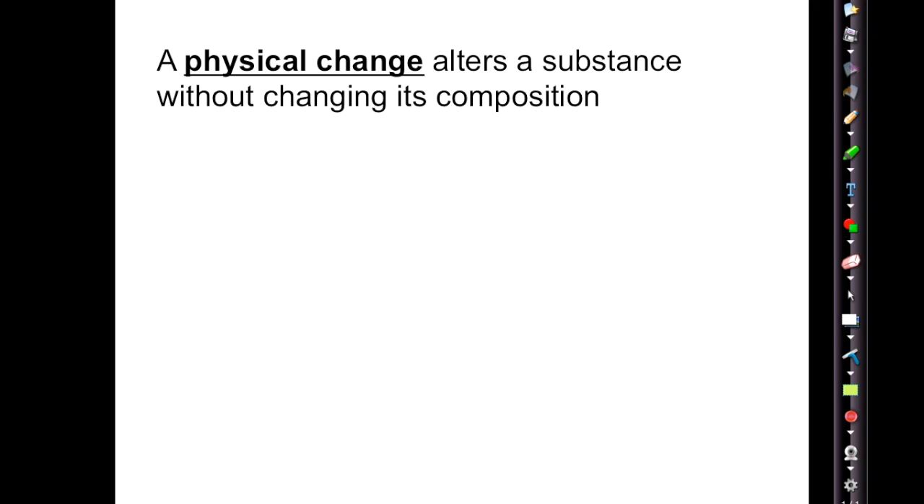In a physical change, we see the substance is altered, but the chemical composition of the substance remains the same. There's no change in the chemical makeup of the substance as a physical change occurs. So the most common type of physical change that we'll work with in honors chem would be a phase change. All phase changes are examples of physical changes.